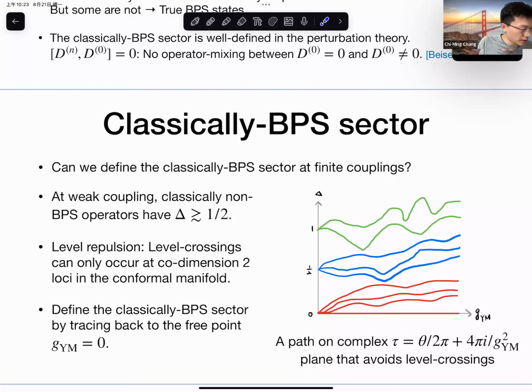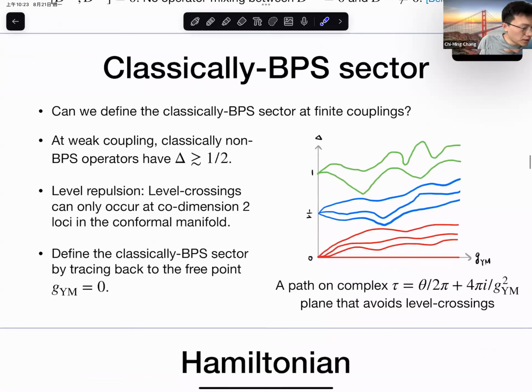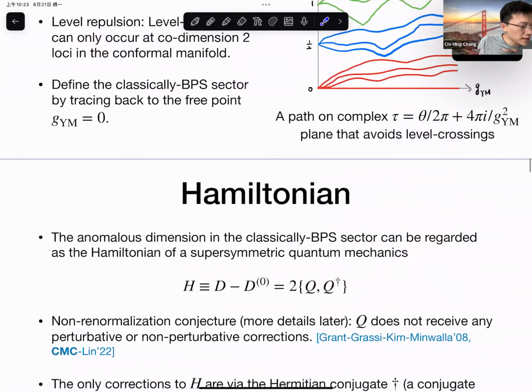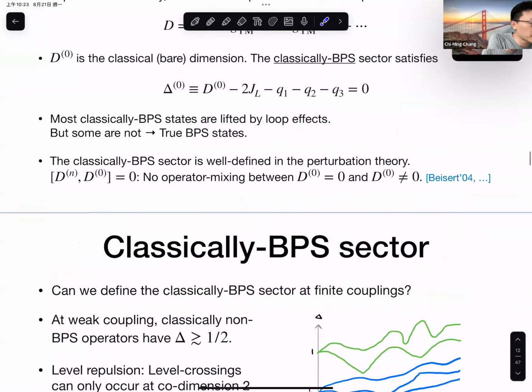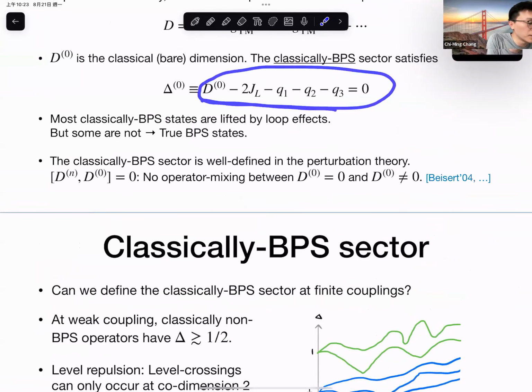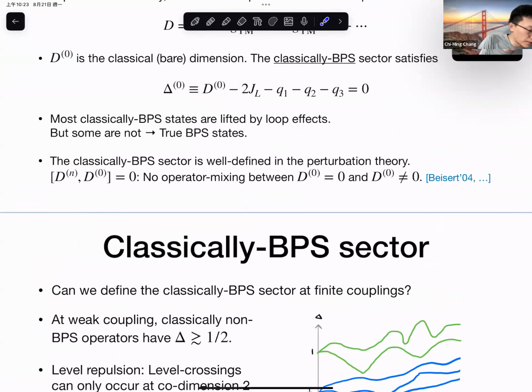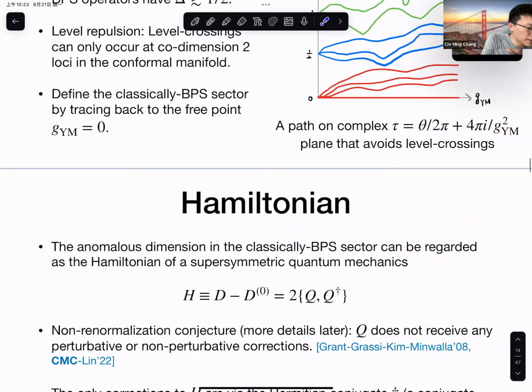Okay, good. Let's continue. In this classically BPS sector, there is a Hamiltonian that we can define. Because D0 is just that linear combination of charges, if we are at the classically BPS sector, then we have this equation: this linear combination of charges equals D0. So we can write this.